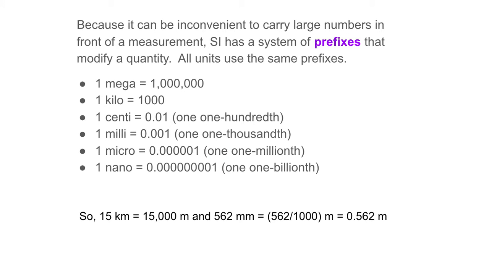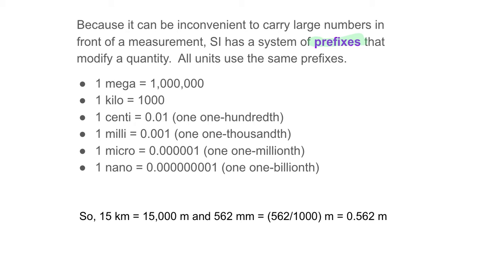Because it can be inconvenient to carry large numbers in front of a measurement, SI has a system of so-called prefixes that modify a quantity. All the units use the same prefixes. So you've heard some of these. 1 mega is the same as a million, and 1 kilo is 1,000. 1 centi is 0.01, which is 1/100th. 1 milli is 1/1000th. 1 micro is 1/1,000,000th. And 1 nano is 1/1,000,000,000th.